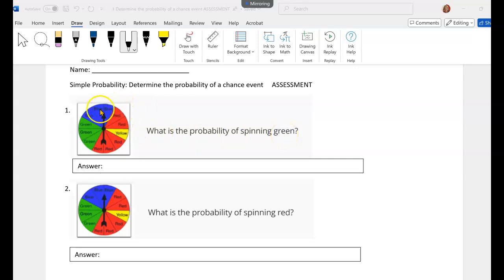Right, we can see that this is blue. 1, 2, 3 blue. 1, 2, 3, 4, 5 red. 1 yellow. 1, 2, 3 green. What's the probability of spinning a green? And we're going to write that as a fraction. You're going to put your answer here, write it as a fraction.